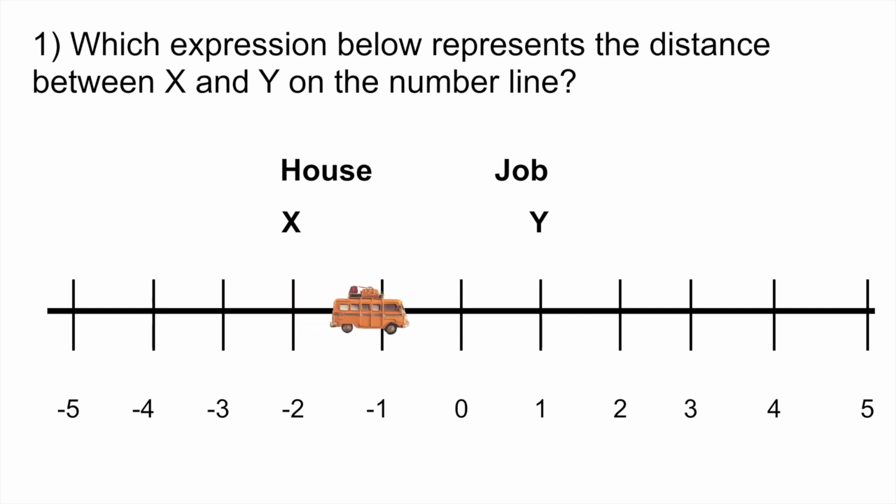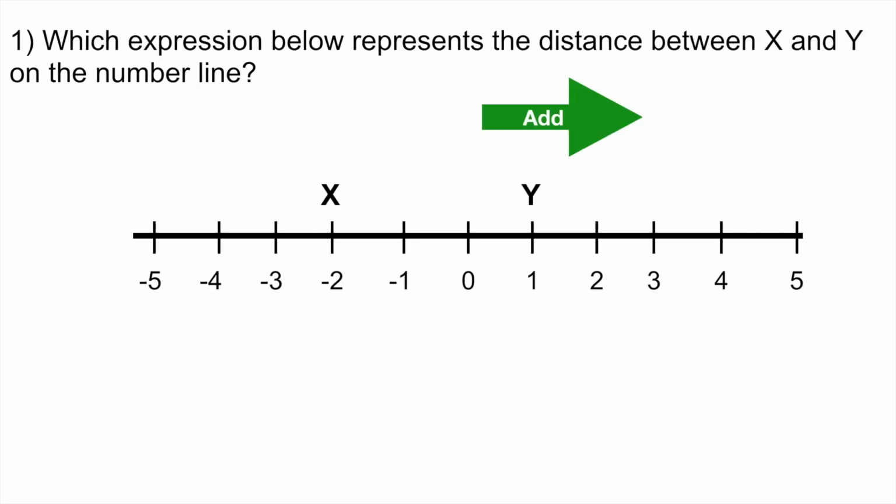So there's 1, 2, 3. Okay, that's the distance on the number line. So the answer to this question is going to be 3. Now our job is to find out which of the expressions they gave us represents the distance between those 2 points. So let's remind ourselves how to read a number line. Remember that when you read a number line, you always start at point 0. When you add, you're moving to the right, and when you subtract, you're moving to the left.